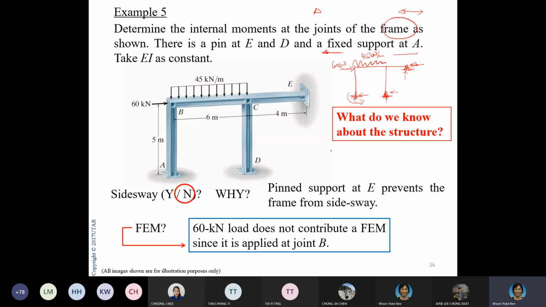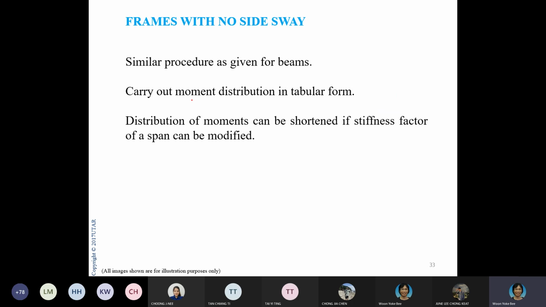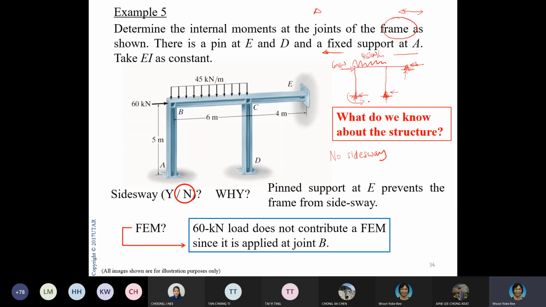So first and foremost, I established this frame has no side sway. Okay, so no side sway means I can just analyze, right? Because earlier on we said you carry out your moment distribution as similar for beams. So now if I have no side sway, I will just carry on my analysis as though it is a beam. So individual members, right? The beam, we took it as individual members. So similar with this, we are taking AB, BC, CD, and CE. We are taking individual members to analyze.